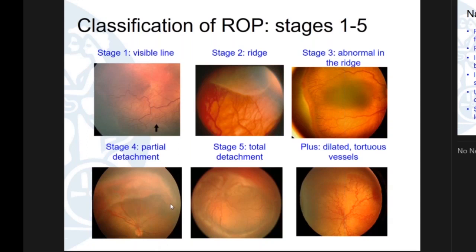And there's one other sign which is very important, which is called plus disease, when the retinal blood vessels are abnormally dilated and tortuous. This is a sign of very active disease.